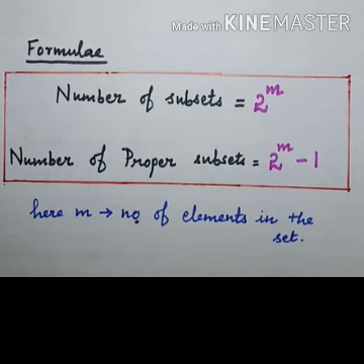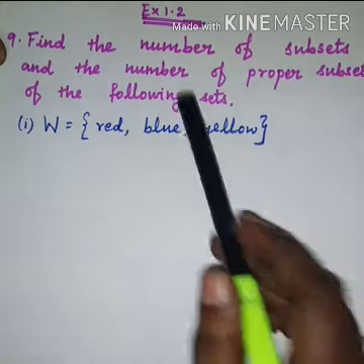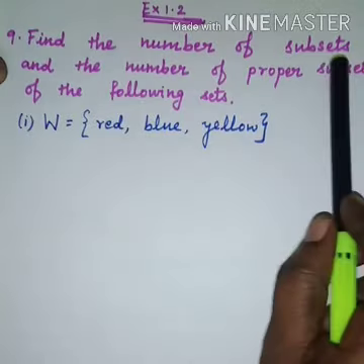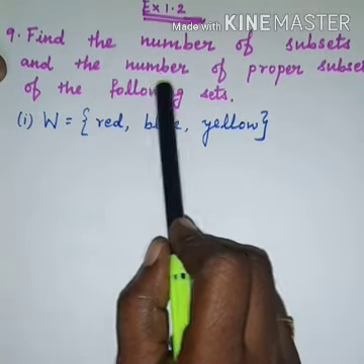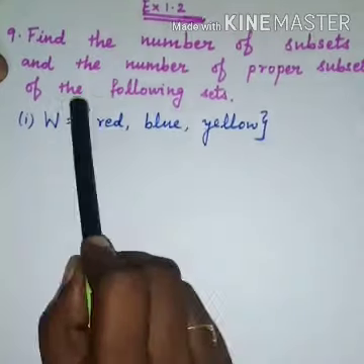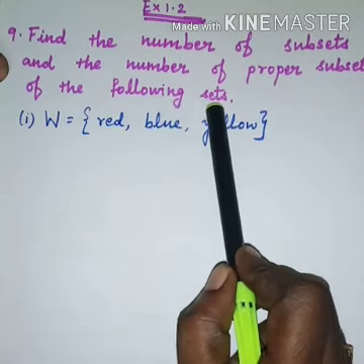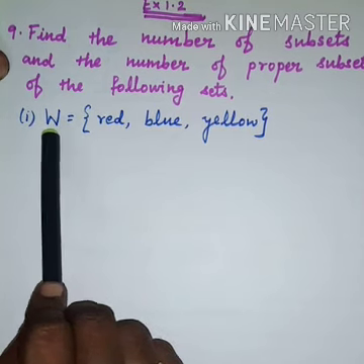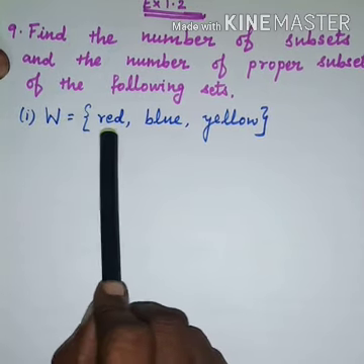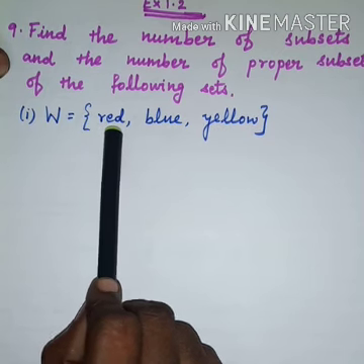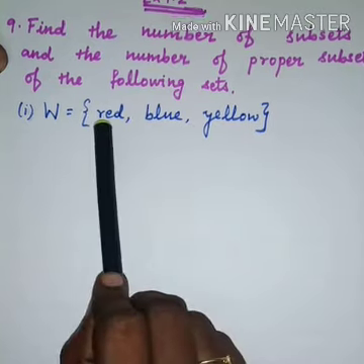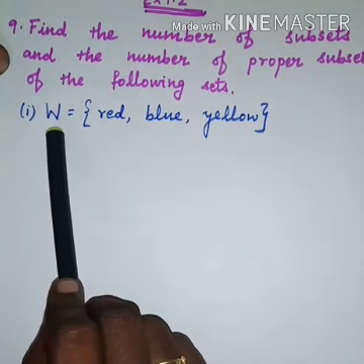Okay. Next, we will move on to the next sum. Exercise 1.2, 9th sum: find the number of subsets and the number of proper subsets of the following sets. First subdivision is W. The set W is equal to {red, blue, yellow}. There are 3 elements in the set W.